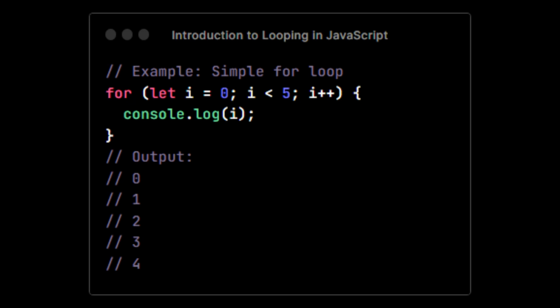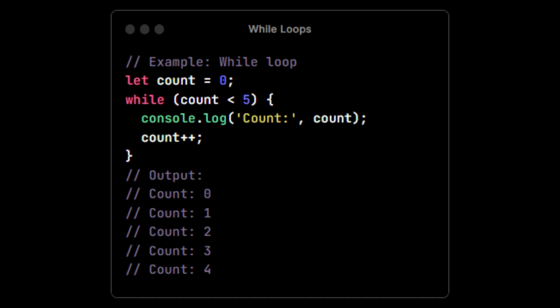for each loops. While loops. A while loop repeatedly executes a block of code as long as a given condition is true. It first checks the condition, and if it evaluates to true, the loop body is executed. The condition is re-evaluated before each iteration.